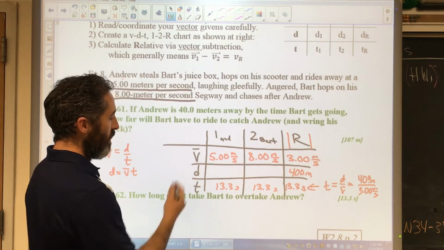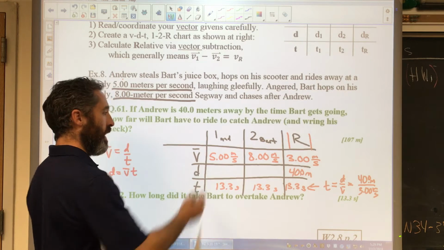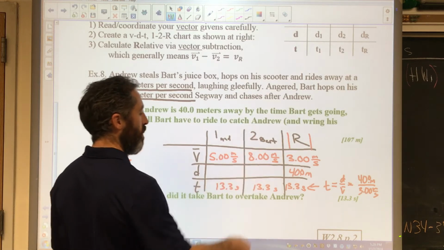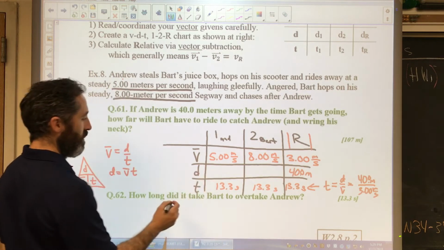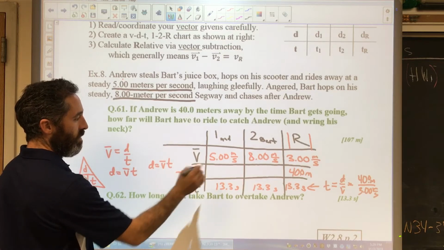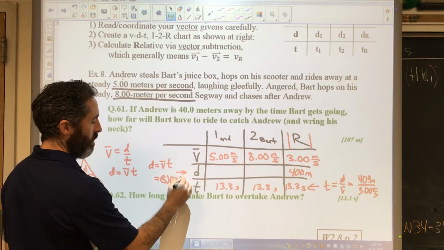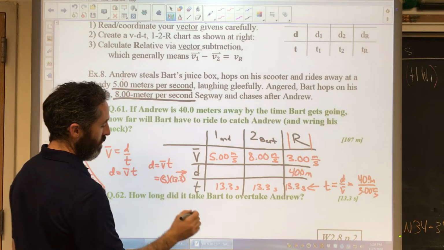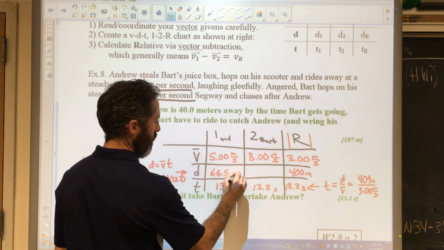And from here, can you figure out the displacements? Well, sure. This is the individual, like how far did Andrew go during that 13.3 seconds he was being chased? How far did Bart go during that 13.3 seconds during which he was chasing? So we're finding the D there, so for each of these, D equals V bar T, which for Andrew will just be 5 times 13.3. So that comes out to about 65 and another 1.5, so 66.5 meters.